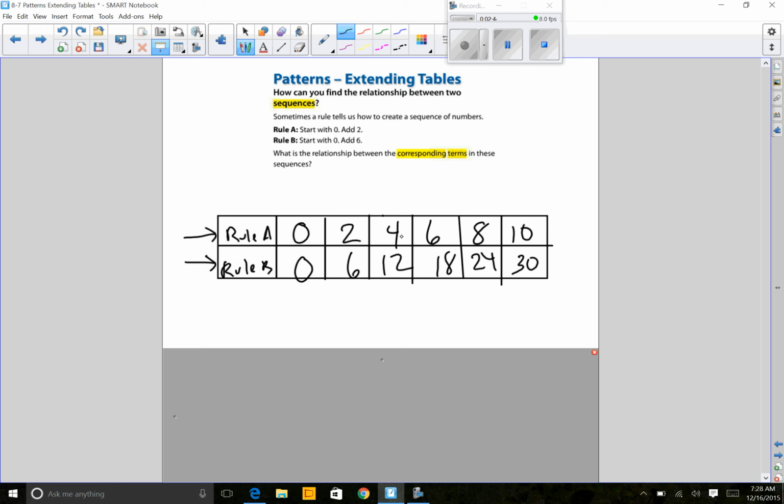So let's go to the next corresponding terms. 4 plus 4 is 8, so that doesn't work. But sure enough, 4 times 3 is 12. 6 times 3 is 18. 8 times 3 is 24. 10 times 3 is 30. So the relationship we can find between these two sequences is that rule B is 3 times greater than rule A.